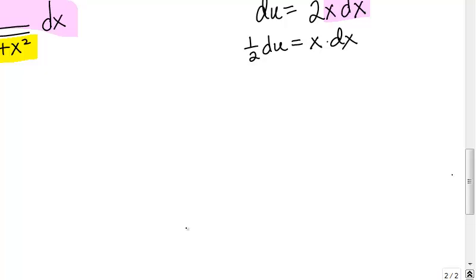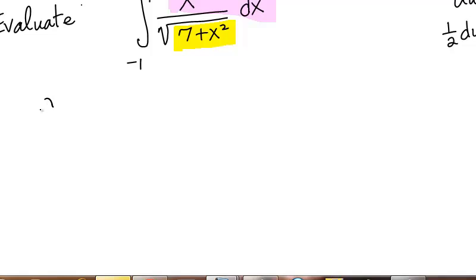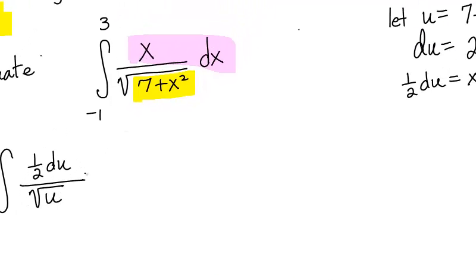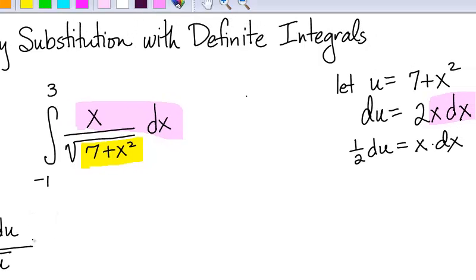Okay, now on this, don't write down the -1 and the 3. Okay, it's the integral. Okay, I can sub in that top part. I can substitute in 1/2 du on top. On the bottom, I'd have the square root of u. The reason I can't put these down is because those go with the x, not with the u. So for this method, you just leave them off until the end.